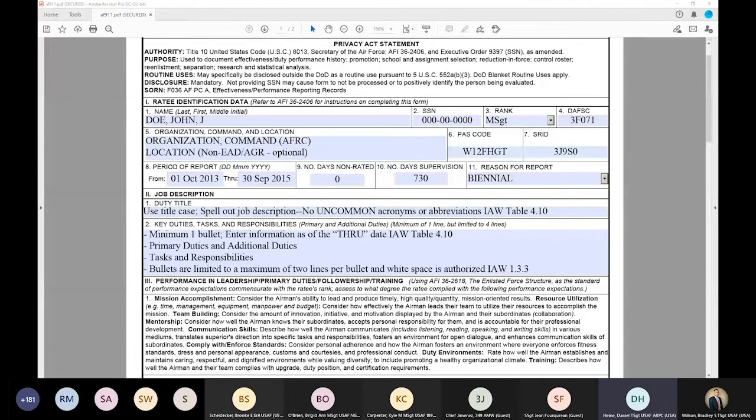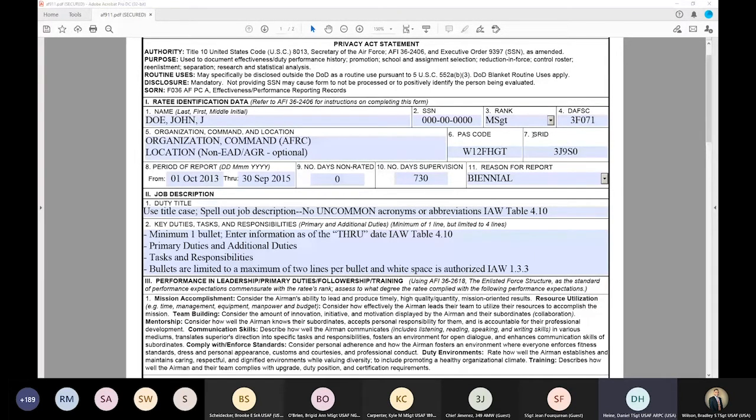And then the non-EAD or AGR block. As I mentioned during the 910 training, this is optional. However, it does help us when we're processing the reports, to make sure that the closeout date and the reason for report are correct. So if your unit doesn't want to specify if the member is non-EAD or AGR, it is an optional block, but it does help us answer questions before sending it back. The passcode, this should be the member's passcode.